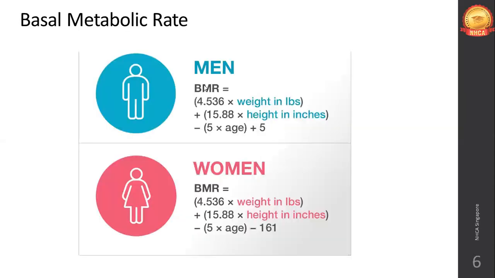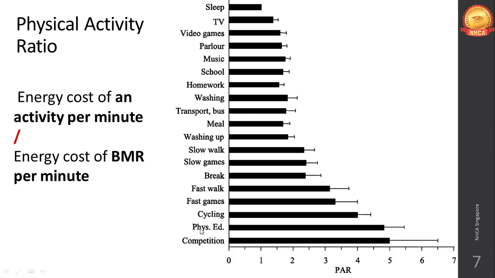See, PAR is the physical activity ratio. You don't have to calculate PAR. Okay, no need to calculate PAR. Just the formula, I have explained it just for the sake of explanation. PAR, this formula that you see on the left side, is the energy cost of an activity per minute divided by the energy cost of BMR per minute. This thing you don't have to calculate, because for PAR, you can just search for it.